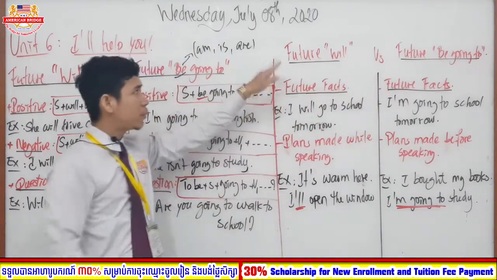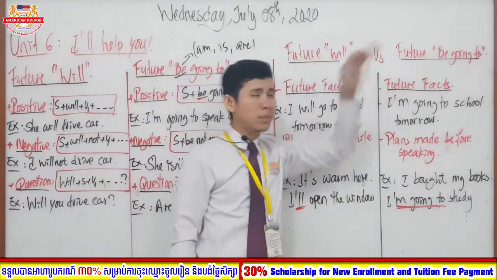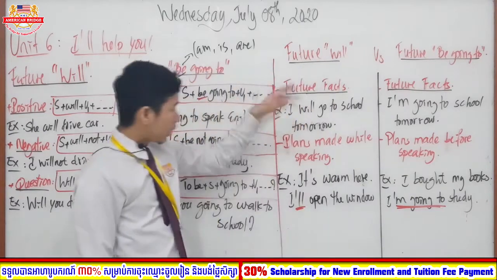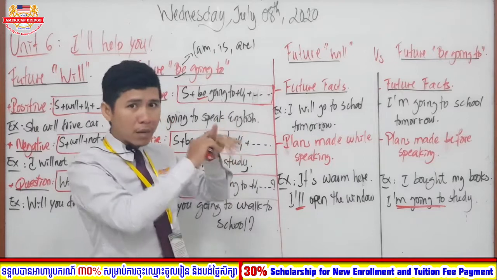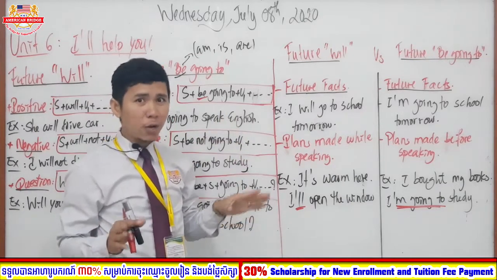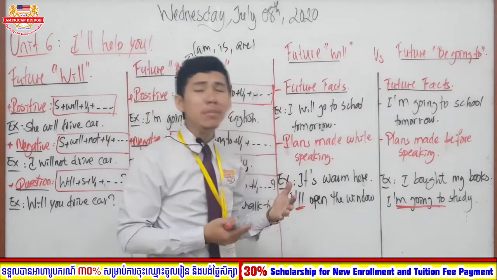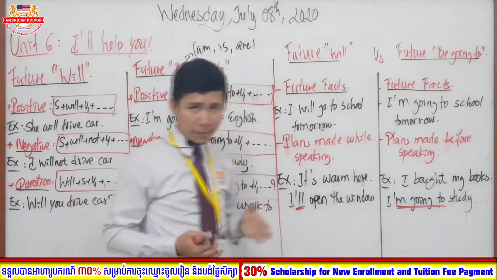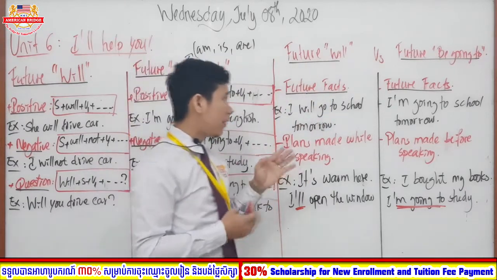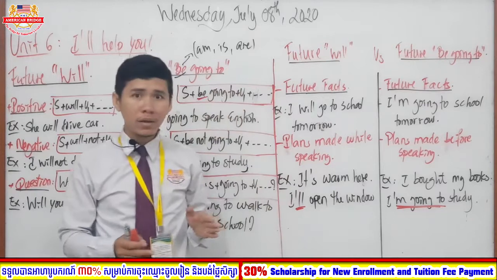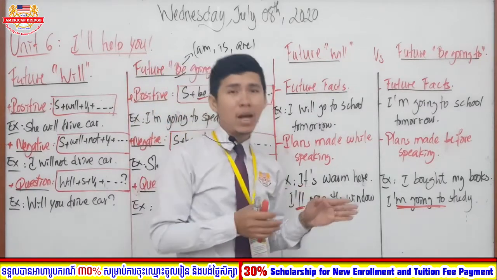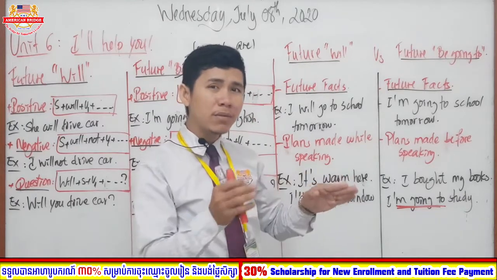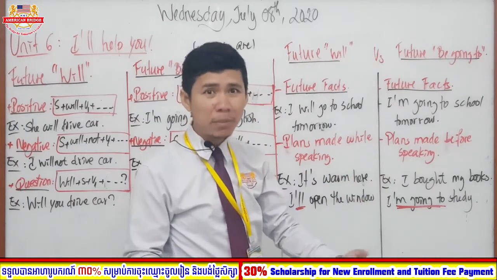You can see that future will versus future be going to. Okay, so in here it will be focusing on the form. The form might be very different, right? However, the meaning is going to be the same, talking about the future times. However, the definition will be different, and that helps you to know about the differences between future activity happening or not happening.